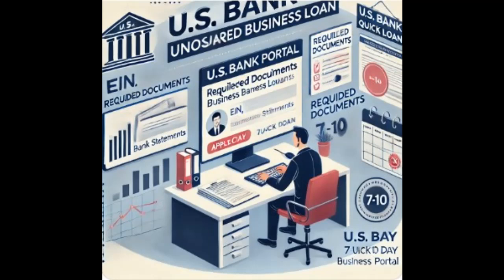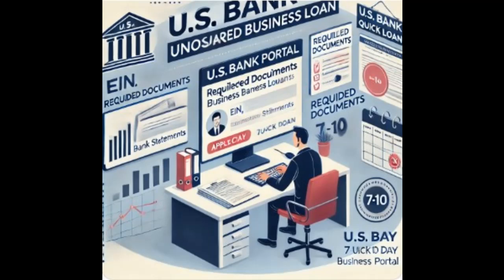Eligibility requirements. To qualify for a U.S. Bank Unsecured Business Loan, businesses must meet the following criteria. Age of business: minimum of 6 months in operation. Active U.S. bank account: required unless your business operates in specific states. State-specific requirements: businesses in states like Arizona, California, or Ohio must be U.S. bank customers for at least 12 months.